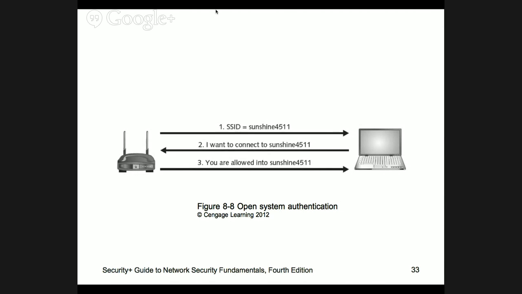You might have seen it as you're setting up your router. Open authentication. Basically here we have SSID Sunshine 4511. I want to connect to that Sunshine 4511, and then it says you're allowed to go in. So this should be an open, no secure connection, no security. You're just connected to it. You see an SSID, you connect to it. There's no web security. It's just open.